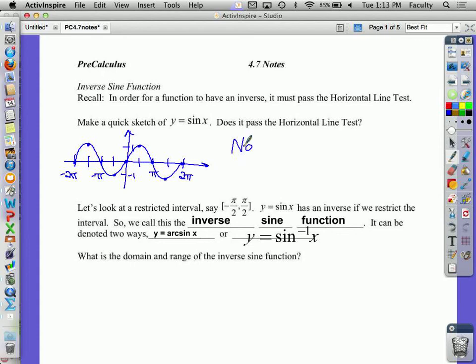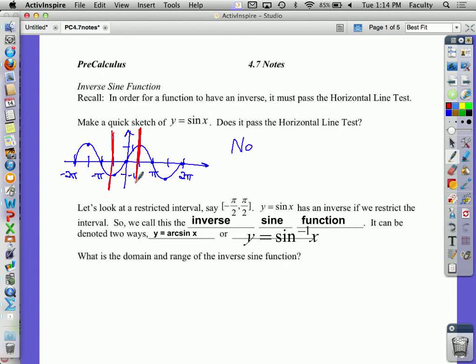But what mathematicians have agreed upon is that we need an inverse sine to work. And we did this last year in Algebra 2, if you chop the graph and you restrict it from negative pi over 2 to pi over 2, that piece will pass the horizontal line test. So we can then have an inverse sine function. You can denote it in two different ways: y equals arc sine x, or y equals inverse sine x.